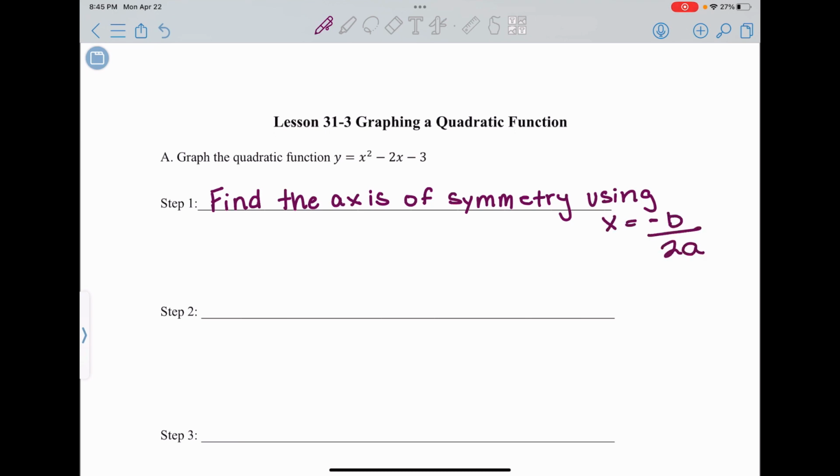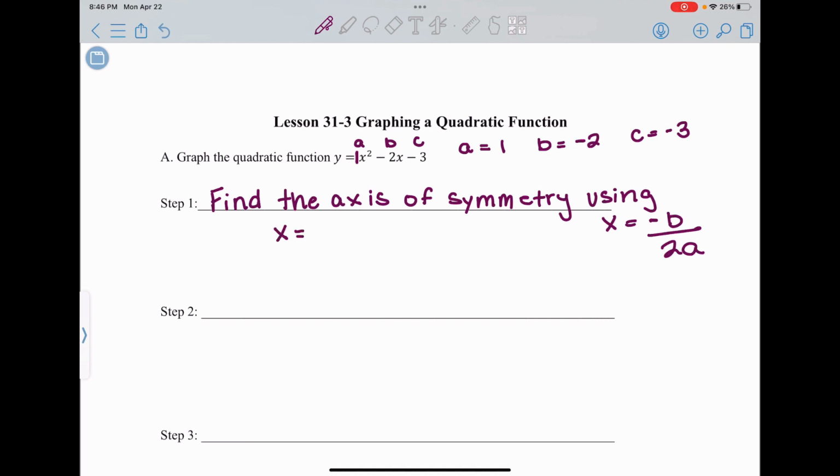So in order to do this, we need to label our a, b, and c values. A is 1 because there's no number in front of x squared, so it's an imaginary 1. B is negative 2 because there is a negative 2 in front of x. And c is negative 3. So now let's go ahead and plug in our b and a values.